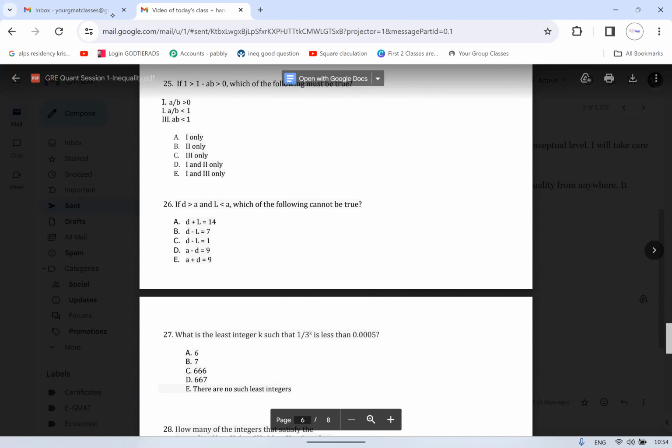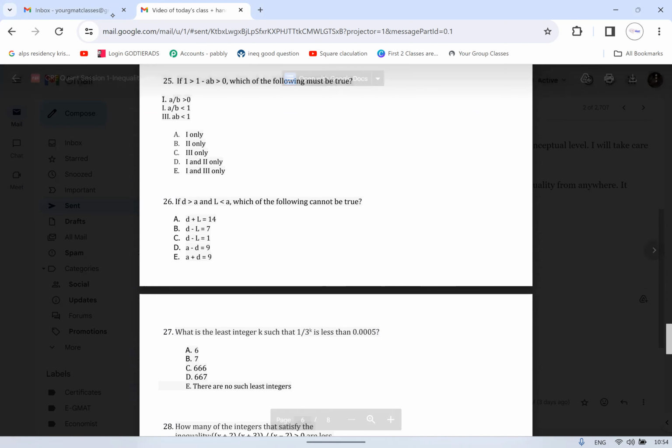Yesterday you asked me about question number 26. How did you say the answer is D? Let me remember for a second. That was a brilliant thing. I told you in 20 seconds and you told me: if D is greater than A and L is less than A, which of the following cannot be true?